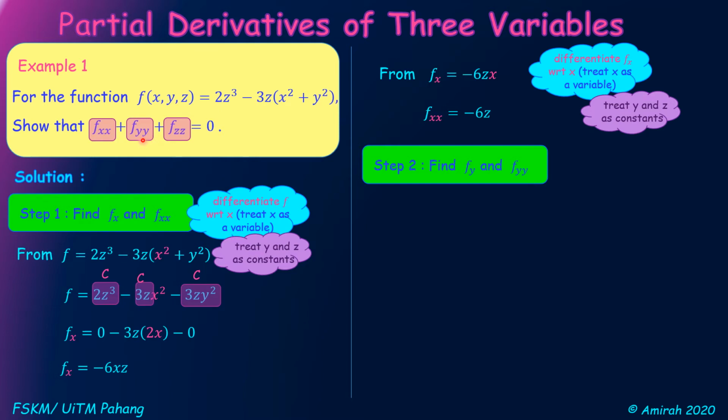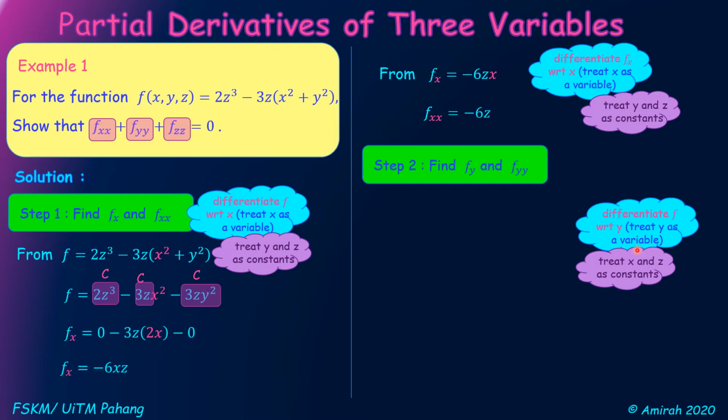Right, after that, we can find fyy. To find fyy, we need to find fy first. Fy means we differentiate f with respect to y. So we treat y as a variable, and then we treat x and z as constants. To find fy, we differentiate f.